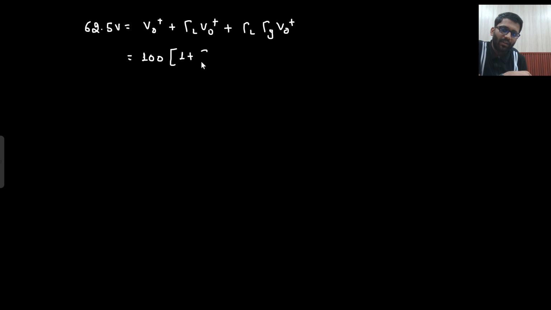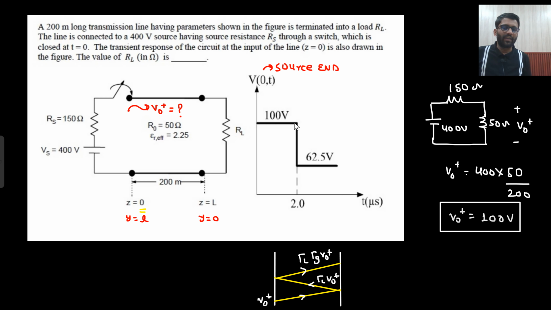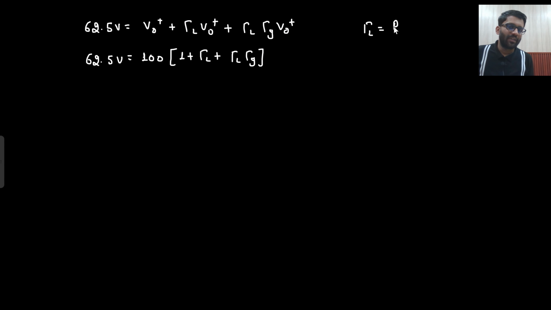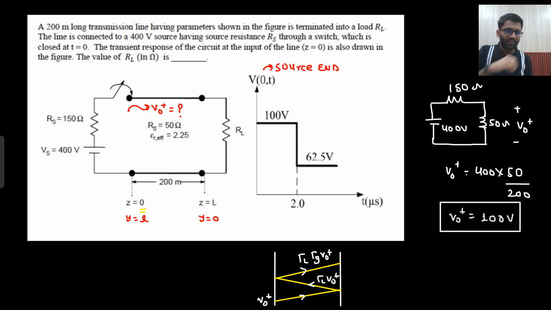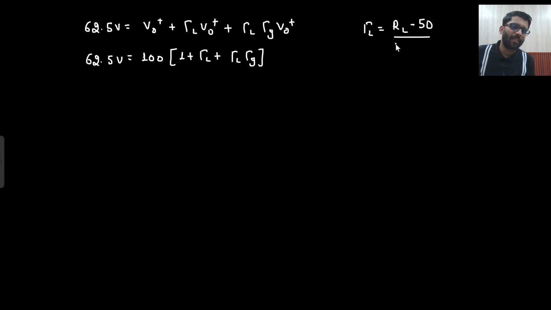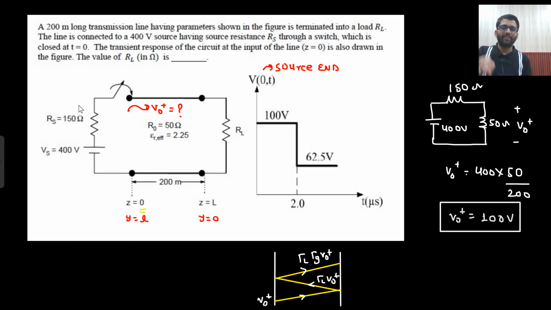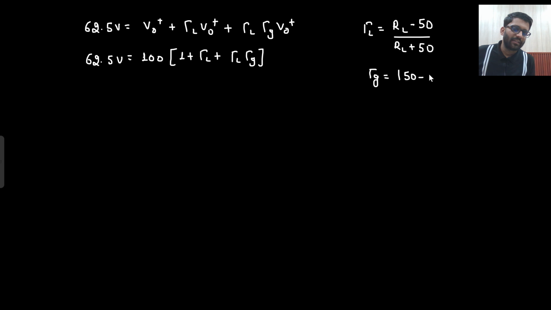V naught plus value I am already having, that is 100 volt. Now in bracket if I take common, I will get 1 plus gamma L gamma G, and this is equal to 62.5 volt. Okay. Now what about gamma L? Gamma L value I cannot tell because I don't have the value of RL. So gamma L will simply be RL minus R naught upon RL plus R naught, where R naught is 50. But what would be your gamma G value? Gamma G will be ZG minus Z naught upon ZG plus Z naught. That means 150 minus 50 upon 150 plus 50, so that would be 100 by 200, which is equal to 0.5.